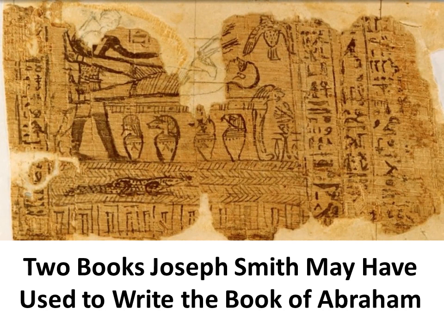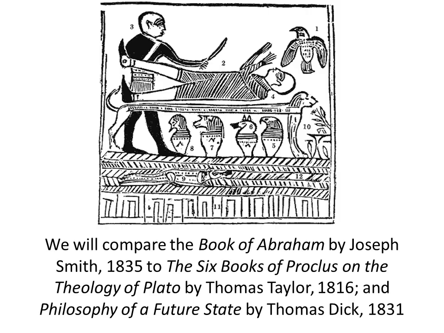Welcome to the two books that Joseph Smith may have used to write the Book of Abraham video. We will compare the Book of Abraham by Joseph Smith, which was written in 1835, to the Six Books of Proclus on the Theology of Plato by Thomas Taylor, which came out in 1816, and The Philosophy of a Future State by Thomas Dick, 1831. So we'll compare the Book of Abraham to those two books.